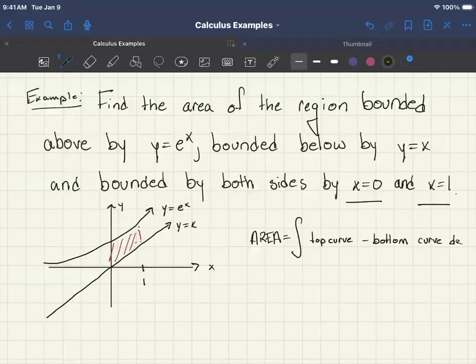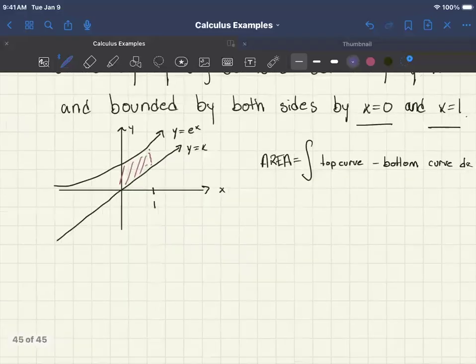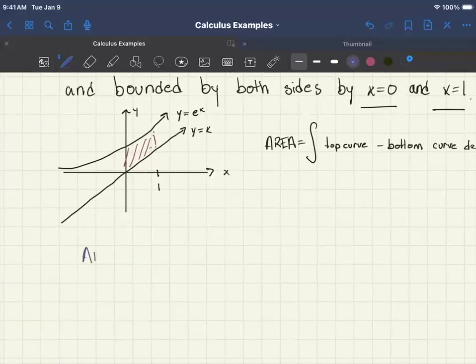All right, let's get into our area. We are going to write this out as an integral. Notice our bounds, we're given that, so we know we're going from 0 to 1. So that's going to be our bounds on this. Our top curve is e to the x, and our bottom curve is x. And we are doing this with respect to dx.